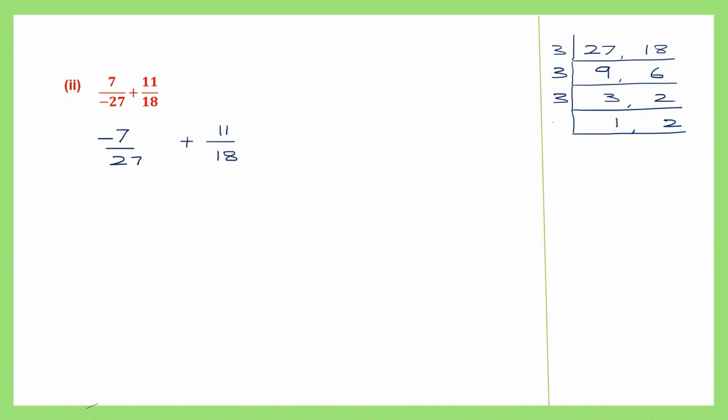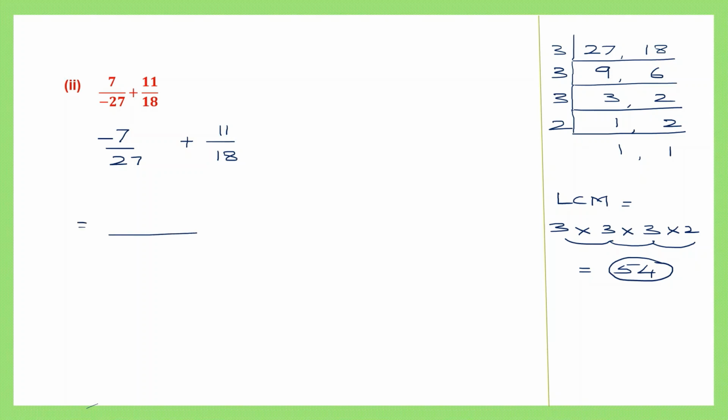Now we can continue with 2. So this is 1 and 1. So what is our LCM? Our LCM will be 3 into 3 into 3 into 2. 3 threes are 9. 9 threes are 27. Now 27 into 2 is 54. So our LCM, which we're going to use as a common denominator, is 54. So let's write that down here, 54.